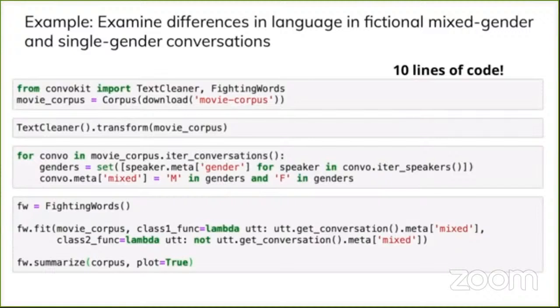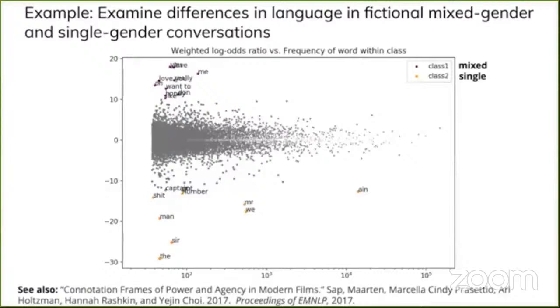In any case, if we run this code, we get this plot, which is very suggestive of differences between these two groups of utterances. We see that mixed gender conversations have more terms of endearment, like love and honey, while single gender conversations have more male terms of reference, like man, sir, and mister, which perhaps reflects certain known stereotypes that have been discussed in prior work, such as that mixed gender conversations tend to be more romantic in nature, while single gender conversations tend to be primarily between male characters.